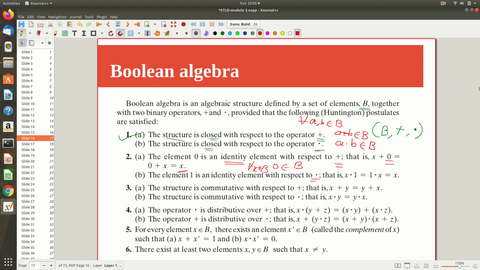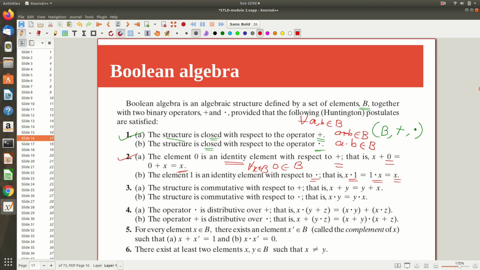Okay, so the basic definition of identity with respect to plus is given there, that is x plus that identity, or that identity plus x, both are giving me x itself. And similarly for the dot operator, I need an identity. Let me denote the identity by 1, and the requirement is the same thing. Any element from capital B, when I am performing this operation, I should get that element itself.